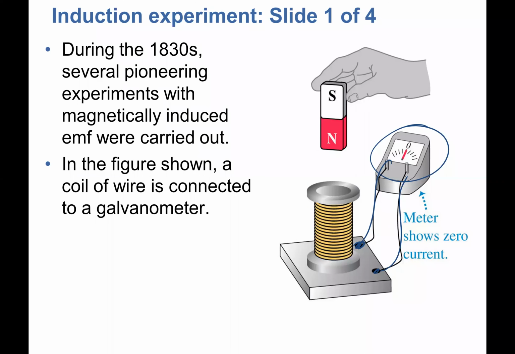Okay, so let's look at the first experiment he did. You have a coil of wire connected to the galvanometer, and he is holding a magnet some height above this coil of wire. And the galvanometer reads 0. That means if you're holding a magnetic source, technically there is a magnetic source, but there is no current.